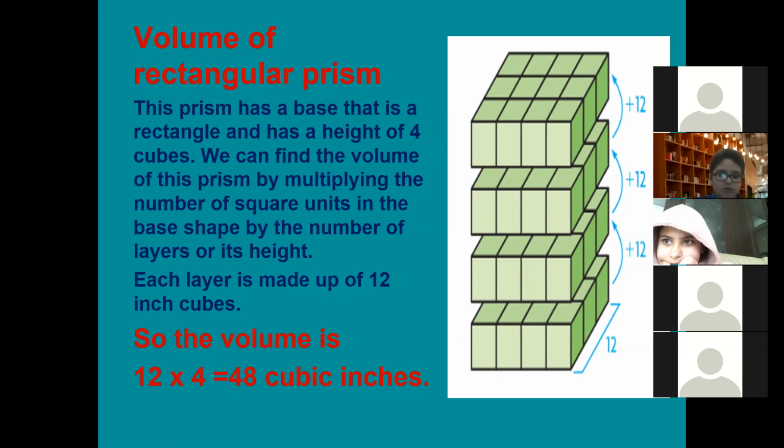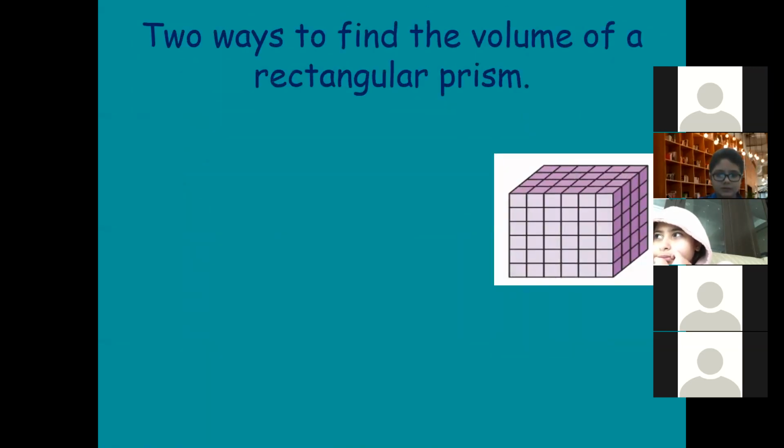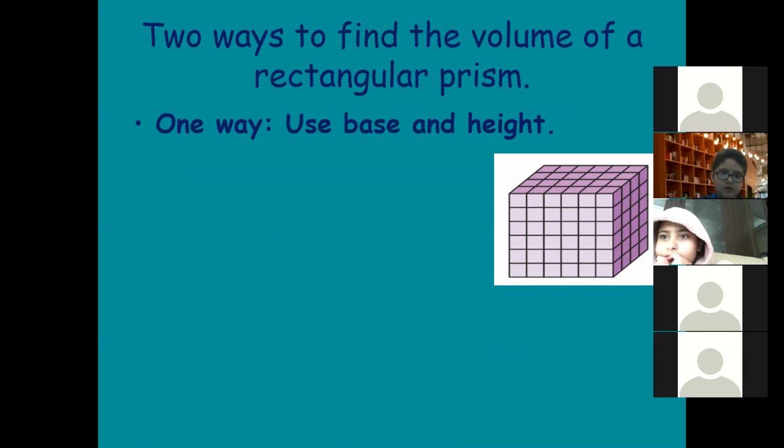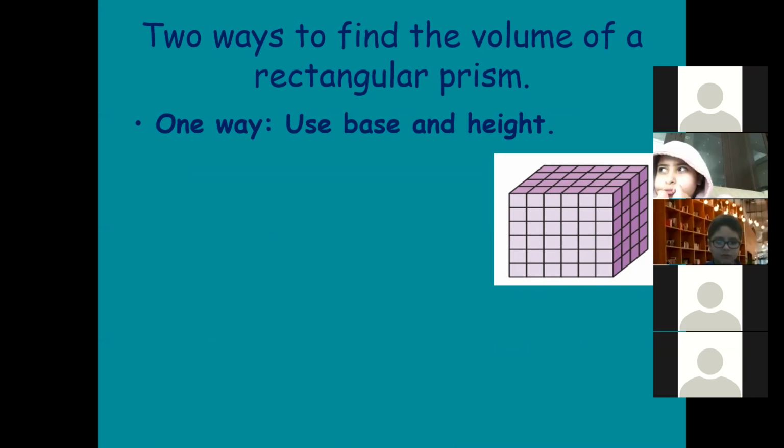Very good. 48 cubic inches because the base area is 12 and 4 layers add up. So 12 times 4 is 48. Now, there are 2 ways to find the volume of a rectangular prism. What is the first way, Yusuf? Use base and height. What does it mean? To multiply the base with the height. Yeah, not base, base area actually.